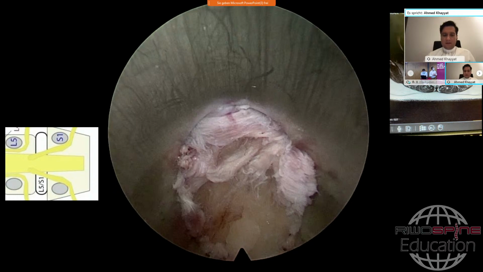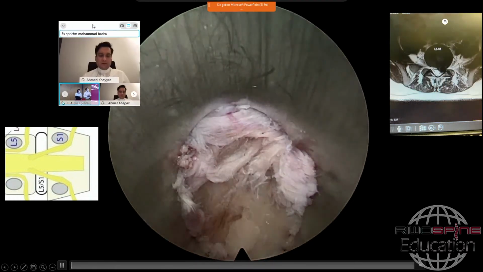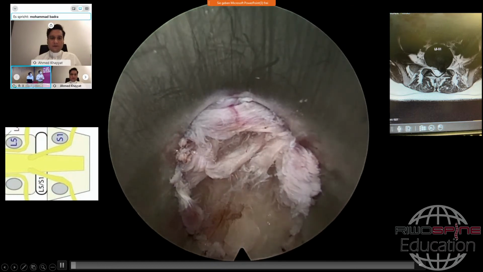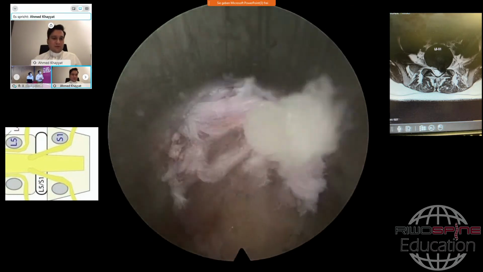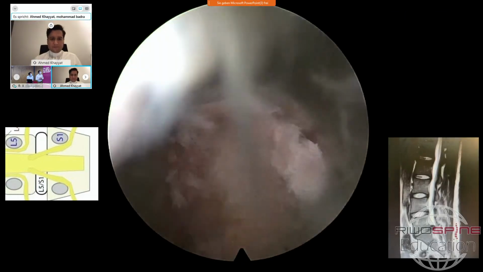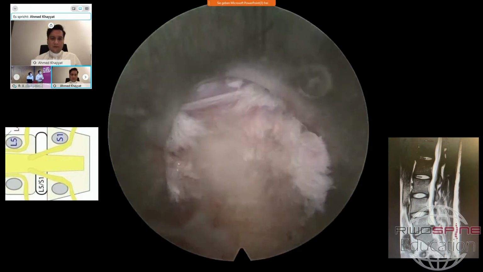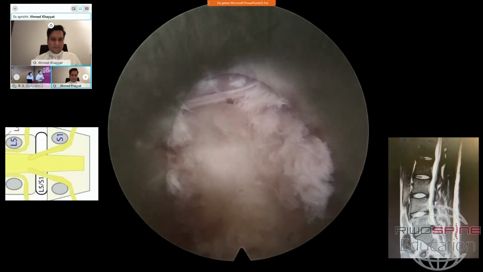This is a case done 6 months ago. This patient is a 26-year-old male patient with disc prolapse L5-S1. This is how to start the surgery. You will see first the fascia, and cleaning the fascia and the muscle, and then starting to open the flavum ligament.